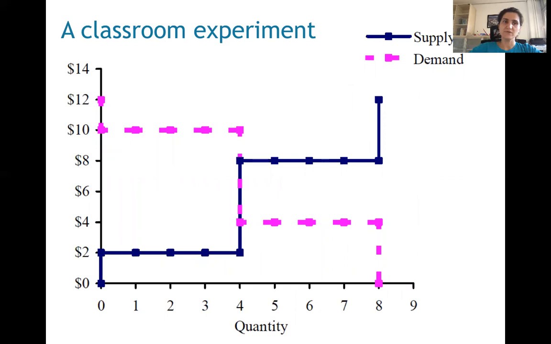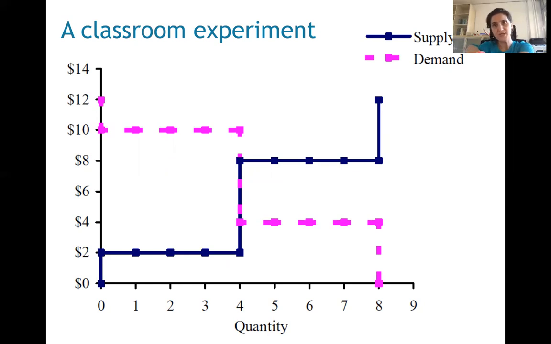So we have high valuation buyers and low valuation buyers. This pink is giving you the demand. If the price is above 10, nobody is willing to buy. If the price is between 4 and 10, 4 of the buyers will be willing to buy. If the price is below 4, all of the buyers will be willing to buy.